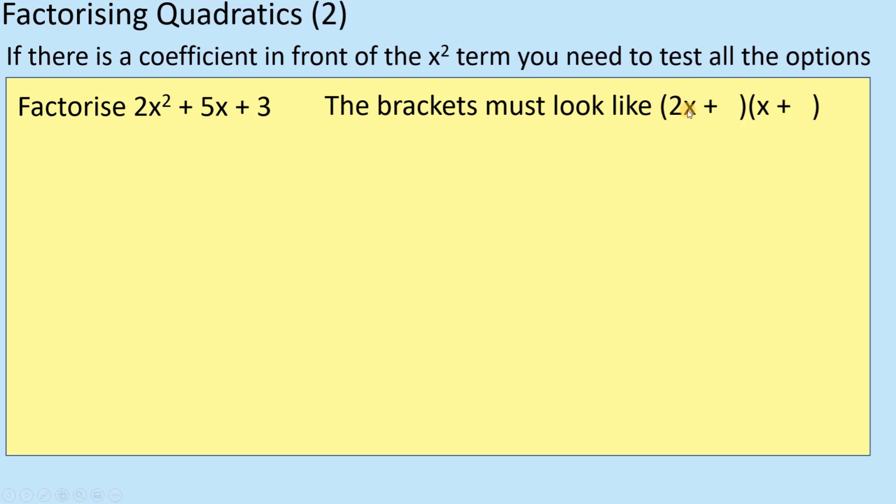They're the key things. So it must look like a 2x and x. They're the only things that are going to give me 2x squared. And of course it could be the other way around. And this is the bit. So, 2x and an x.